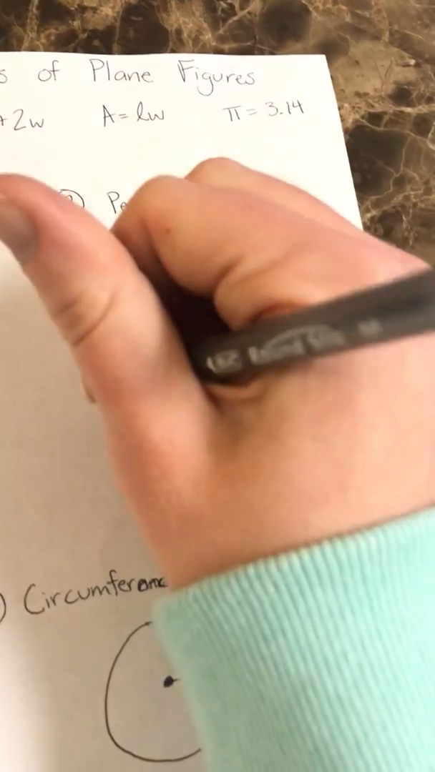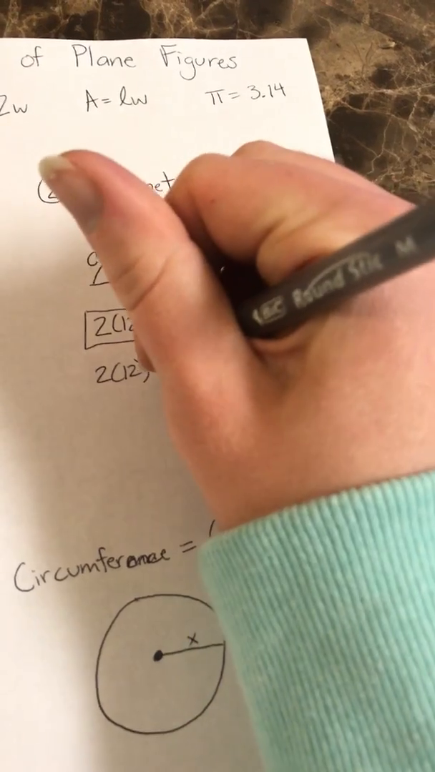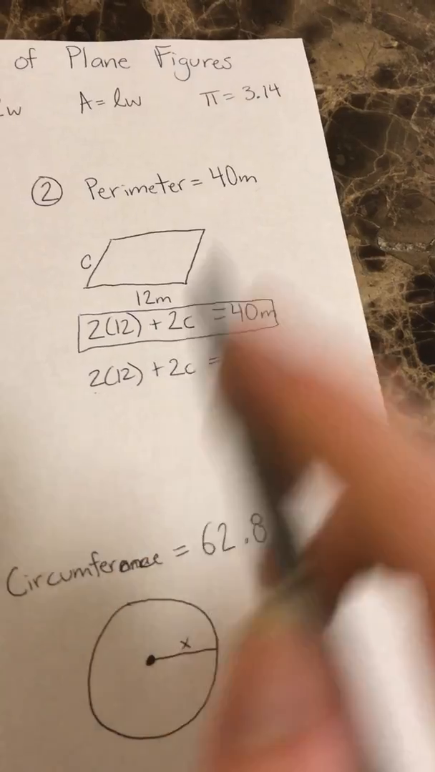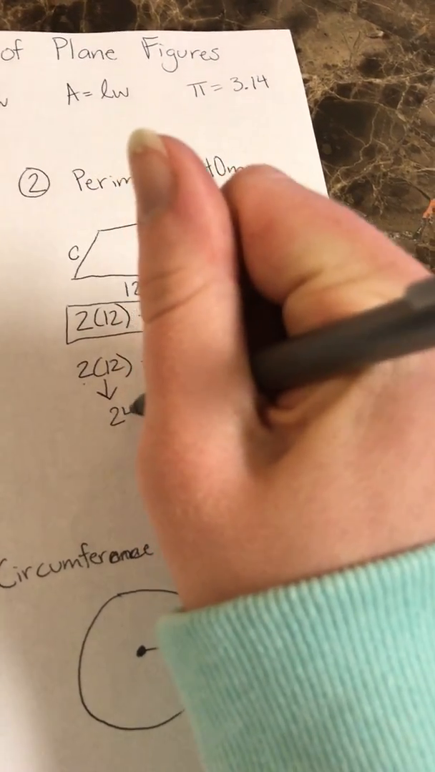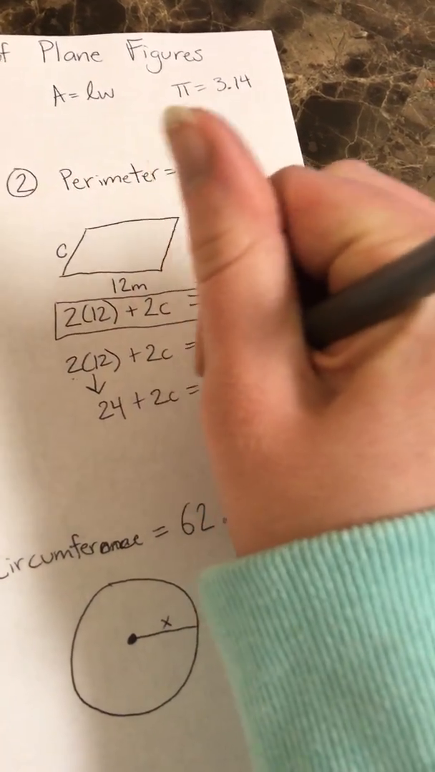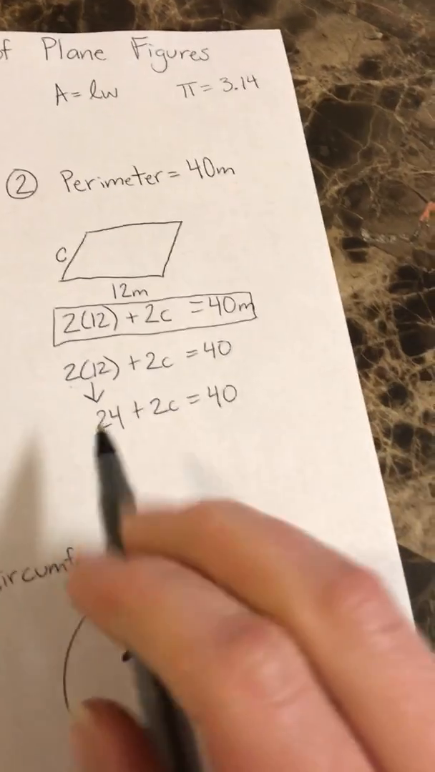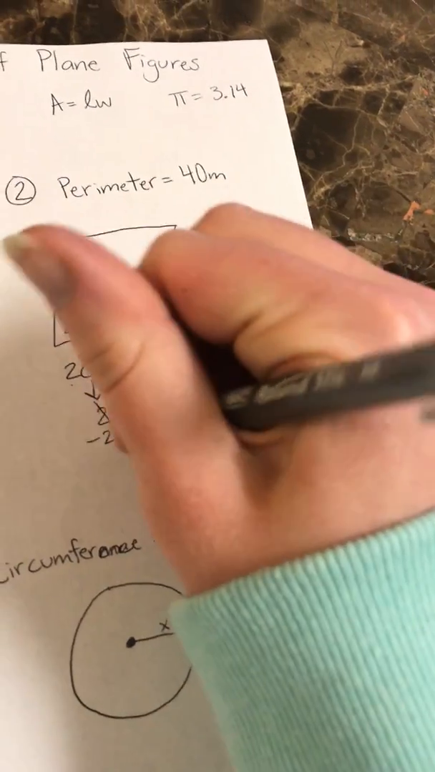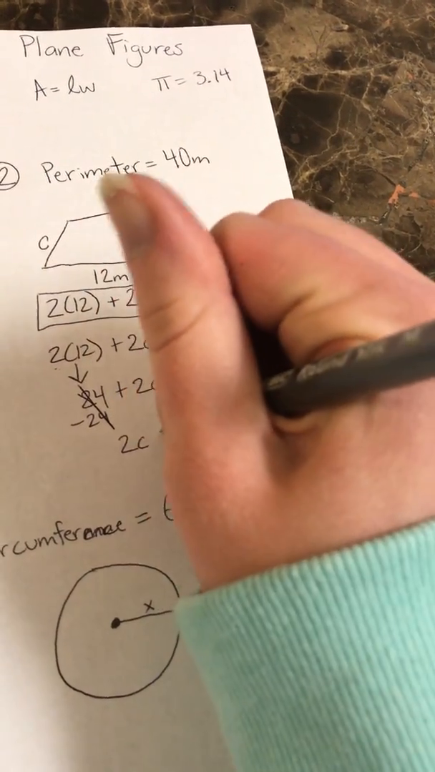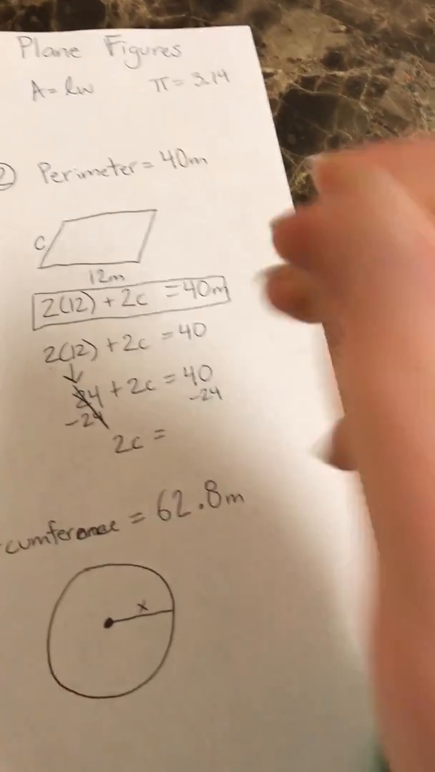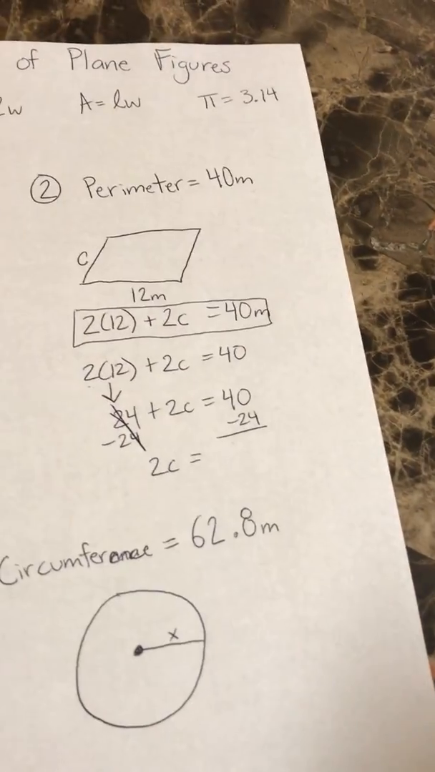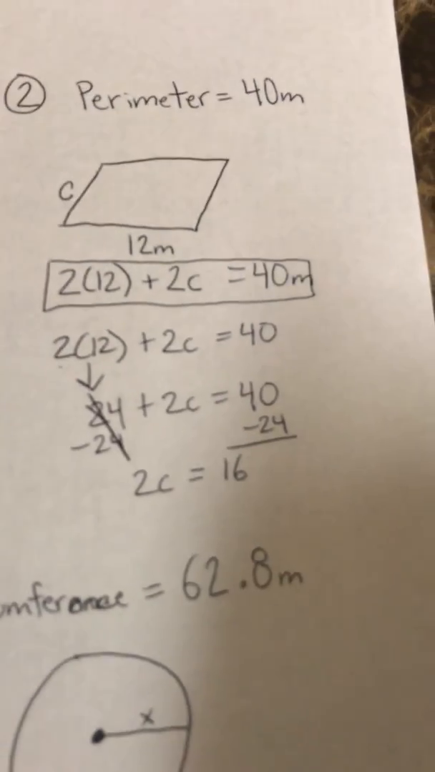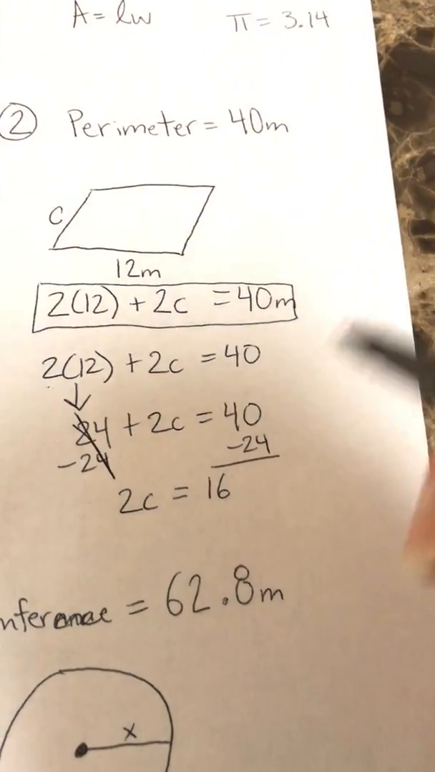To solve for it, I'm just going to rewrite the problem really quick for us. We need to first do 2 times 12, which is going to give us 24, plus 2c equals 40. Then we got to get this 24 out of the way. We're going to subtract 24 from both sides. It's going to cancel it out here. It's going to bring down our 2c equals, now we have 40 minus 24. 40 minus 24 is 16. Now we have our 2c equals 16.